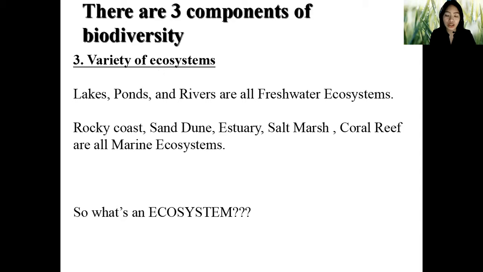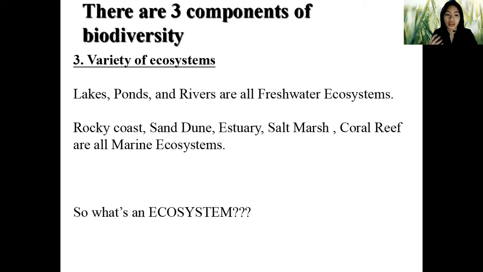So another one is the variety of ecosystems. In a region or in an area, they have several ecosystems. We define an ecosystem as nandun na yung living things and non-living things. There are different kinds of species in an area, and kasama na yung abiotic or non-living things. So yan yung ecosystem natin. So in a region or area, there are different kinds of ecosystems. For example, freshwater pa lang, there are a lot of varieties of freshwater ecosystems like lakes, ponds, rivers. And with marine, there are different ecosystems: rocky coast, sand dune, estuary, salt marsh, coral reef, and other marine ecosystems. So that is the variety of ecosystems.